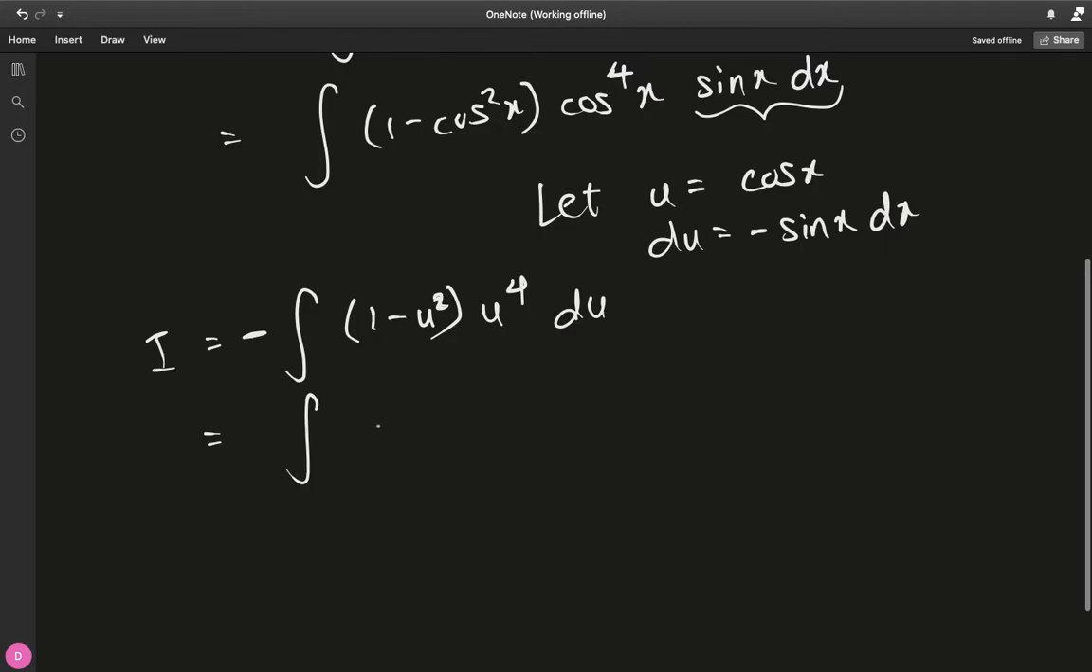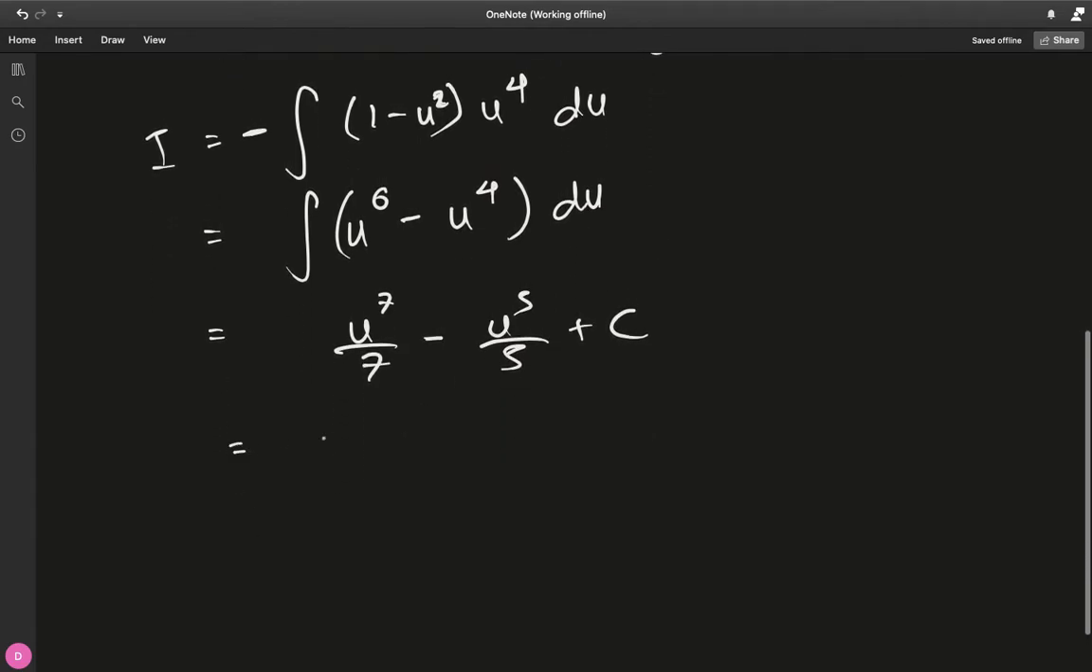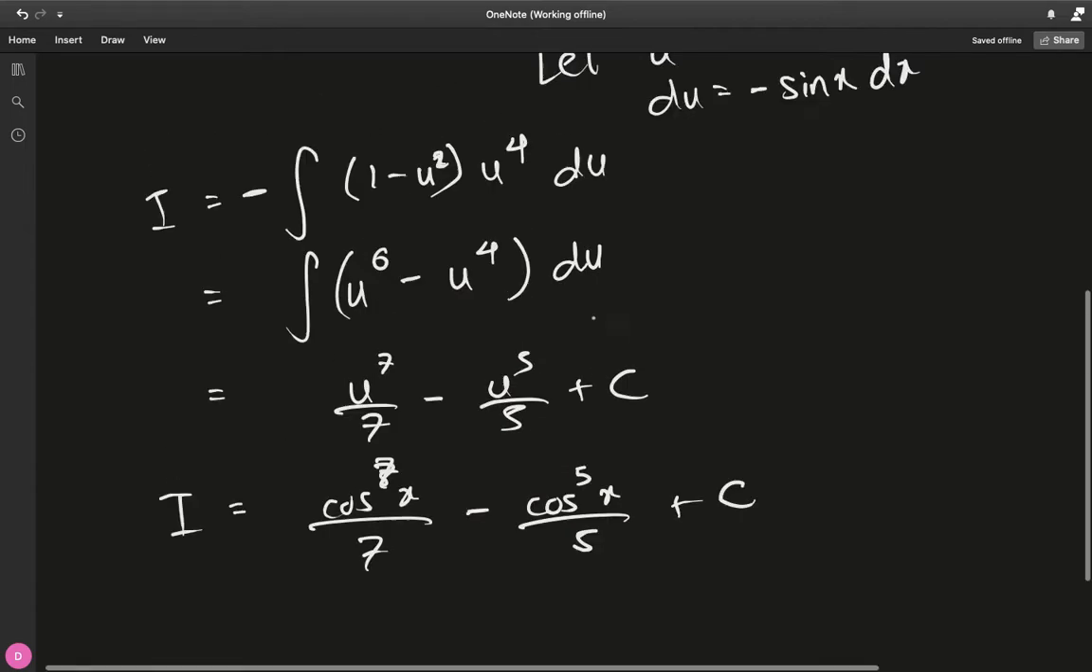So we have u squared times u to the fourth is u to the sixth, minus u to the fourth. All of that is still integrated du. And this is easy. This is u to the 7 over 7 minus u to the 5 over 5 plus c. But don't forget to back substitute. u is cosine of x. So this will be cosine to the seventh power of x divided by 7 minus cosine to the fifth power of x over 5 plus c. That's your antiderivative.